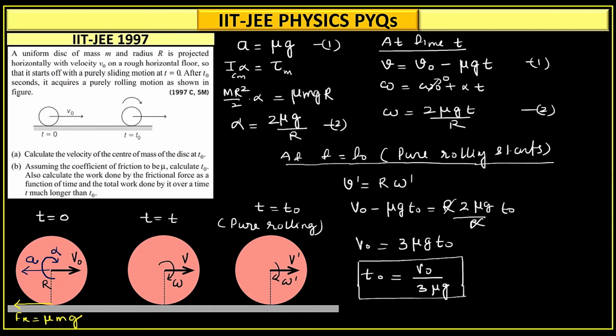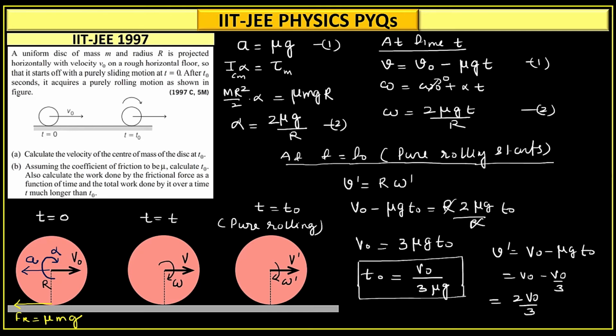And then the velocity of center of mass for that thing, I'll again put the v dash. That v dash was v naught minus mu g t naught, and t naught is, in fact, v naught by 3 mu g, so mu g t naught is v naught by 3. So this is v naught minus v naught by 3. So that would be 2 v naught by 3.